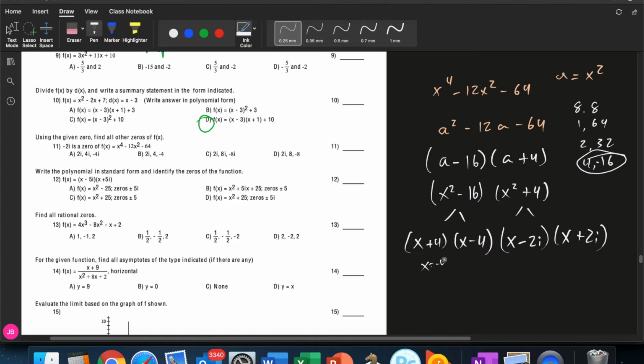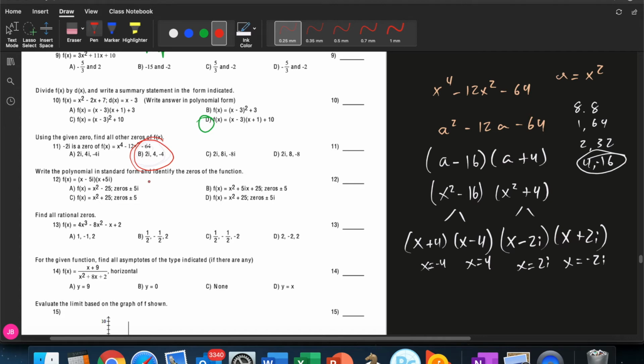So here we have our 4 zeros, right? x is equal to negative 4. If I solve for x, this will be negative 4. x is equal to positive 4. x is equal to positive 2i. And x is equal to negative 2i, which would be B. Negative 2i is already included there, so they're only going to give us 3.